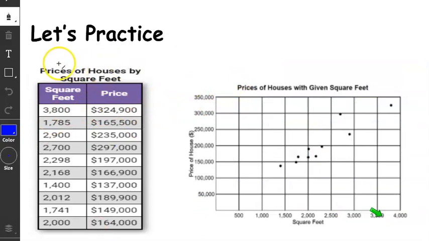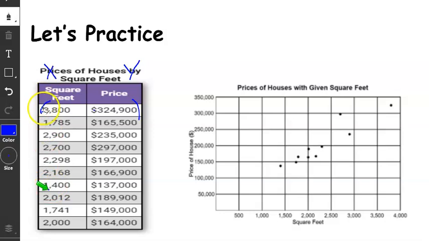Here's another one. Let's compare square footage of a house versus the price. In your columns, the first column, square feet, that's your X. The price of the house is your Y. You want to take each one of these ordered pairs and graph them. And they already did that for you. So a 3,800 square foot home is selling for $324,900.